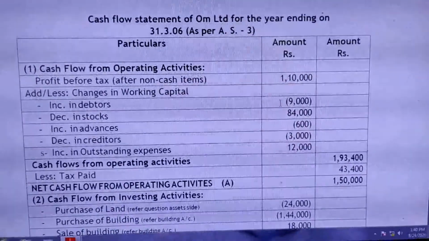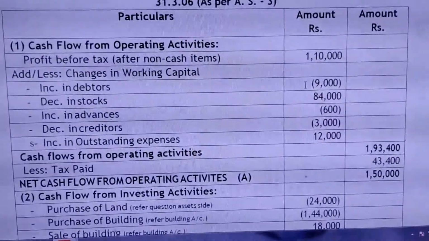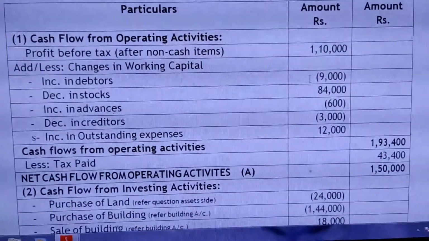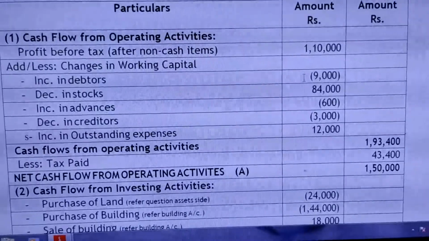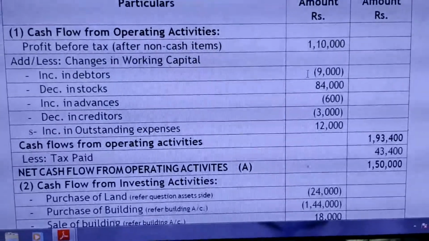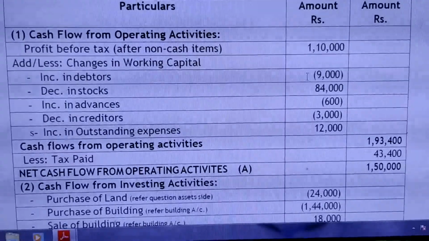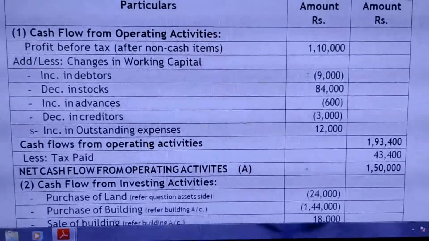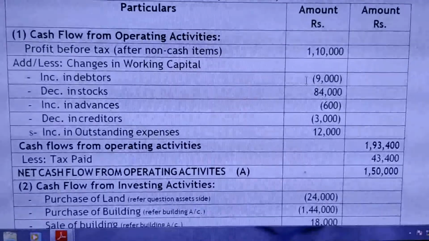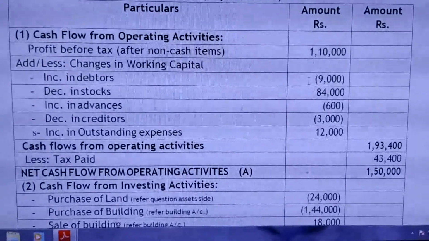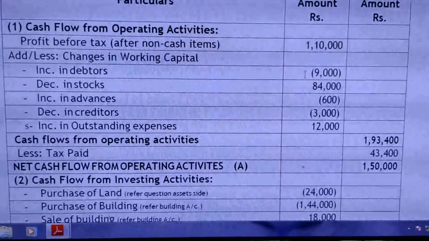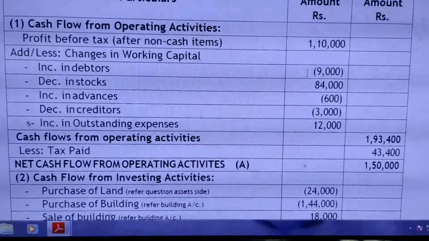From that adjusted profit, you can go with the statement preparation. In cash flow from operating activities, profit before tax 1,10,000. Add changes in working capital. If current assets increase, you give it in brackets, that will be subtracted from the total. If current assets decrease, you give it without brackets, that is a positive value. If you do like this, you will get 1,50,000 after tax payment, net cash flow from operating activity.